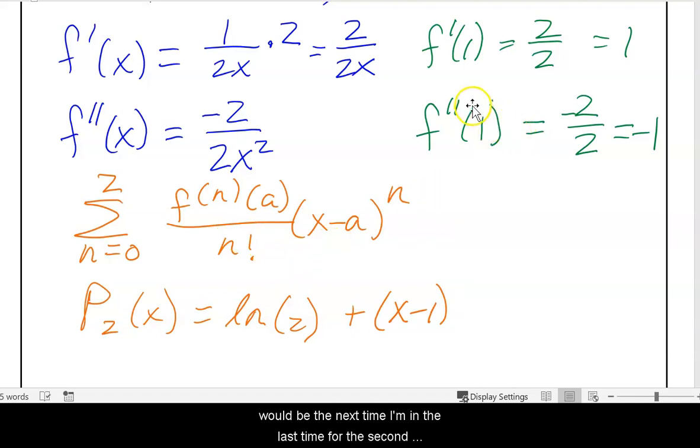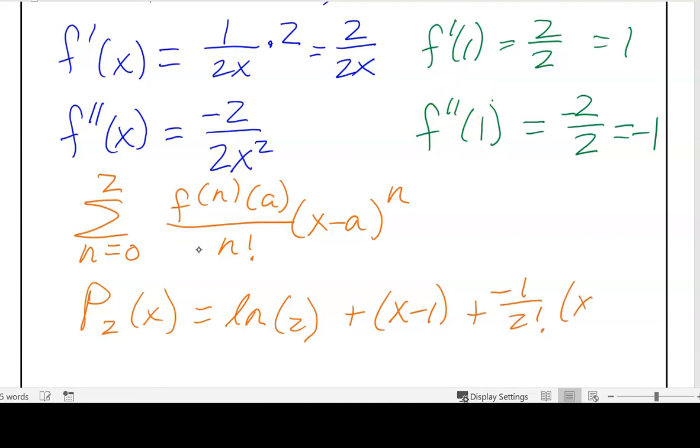And then the last term for the second degree, or the second derivative, would take -1 and divide by 2 factorial to match the order of the derivative. So this would give me plus a -1 over 2 factorial x minus 1 quantity squared. So that is P2. That's all this question asked for. All right.